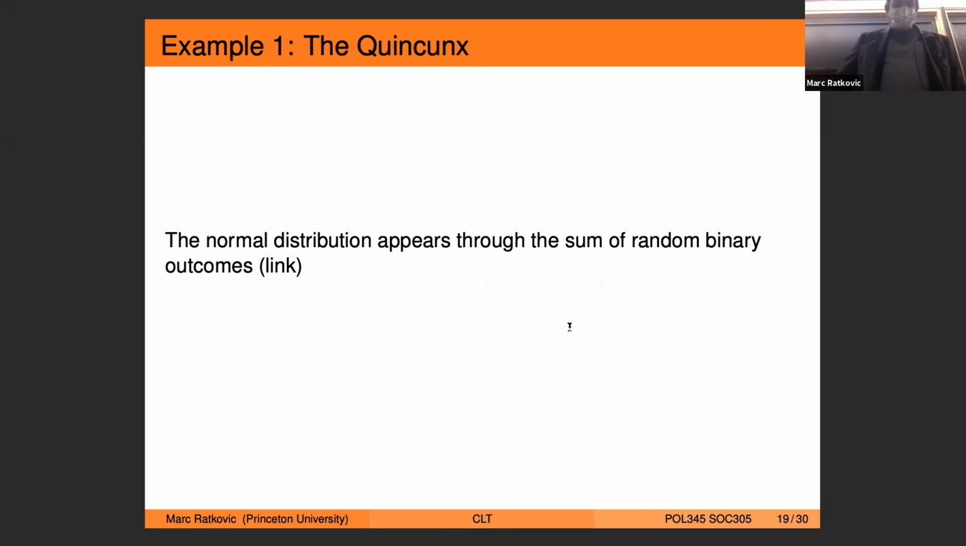Let's see. So the normal distribution appears through the sum of random binary outcomes. Let's see. I sort of feel like a video.